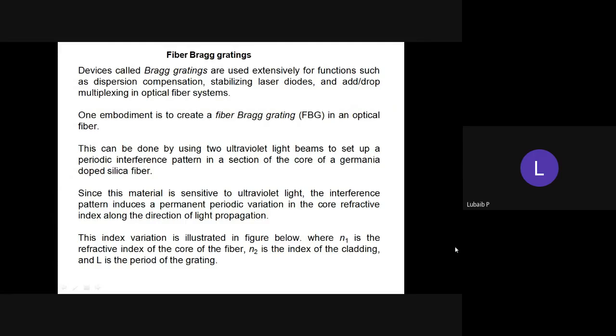This material, germanium-doped silica, is sensitive to ultraviolet light. The interference pattern induces a permanent periodic variation in the core refractive index along the direction of light propagation. So the index variation is illustrated in the figure. You can see that in the figure.